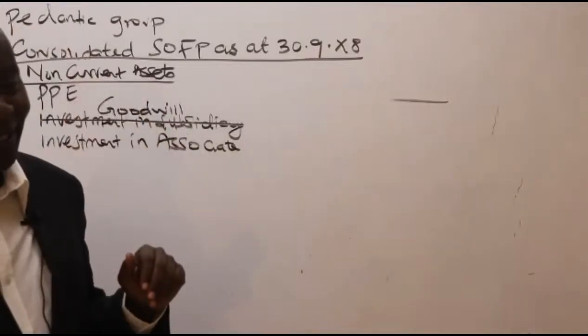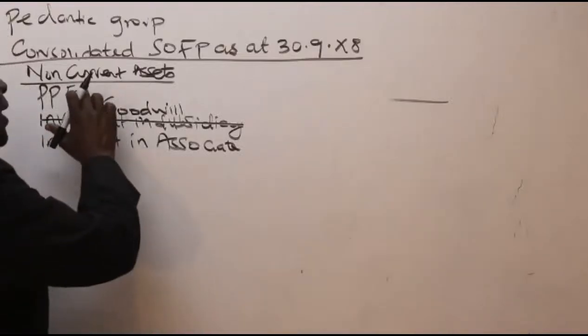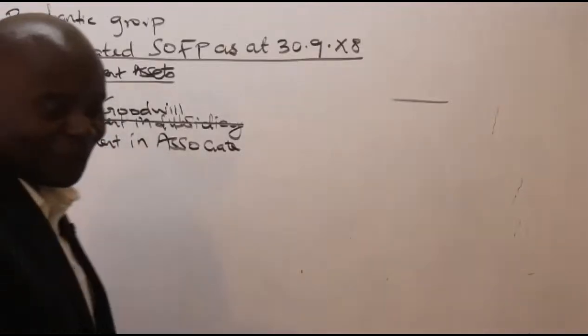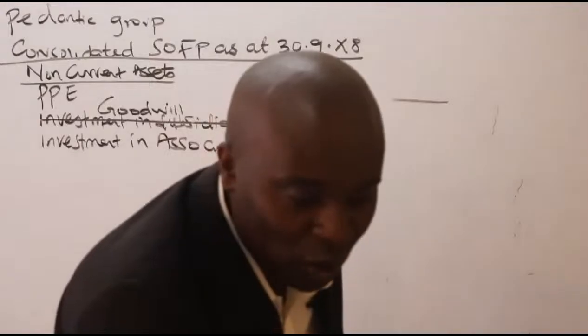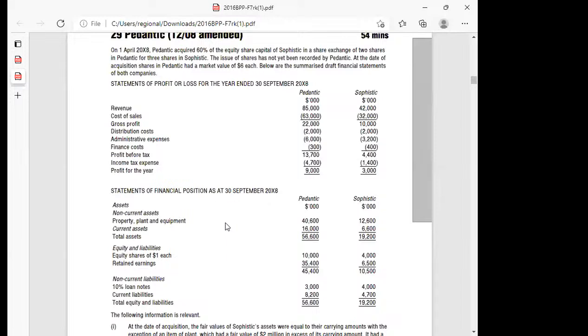Just put them there. Now, ladies and gentlemen, could we kindly go ahead and consolidate the property, plant, and equipment? The property, plant, and equipment that I would want us to consolidate, they are here. We have here Pedantic. Pedantic, the parent, has got 4,600. Sophistic, the subsidiary, has got 12,600. Consolidation is all about adding these things. You add them up. So you come and take 4,600 plus 12,600. And then, ladies and gentlemen, if you are a bright student, I'm telling you, there is something that I'll never fail myself.